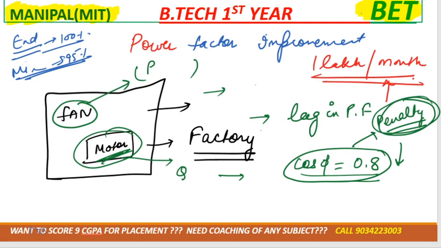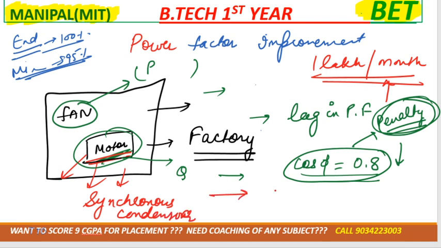Why do you have to pay the penalty? Because you are using inductive load, and inductive load is present in that motor. But you are a genius because you are from Manipal. Then you run your mind and you think, why do we have to pay 1 lakh rupees per month? Instead of this, you use one device. That device is named a synchronous condenser, and due to the use of this device in your factory, the power factor starts improving.